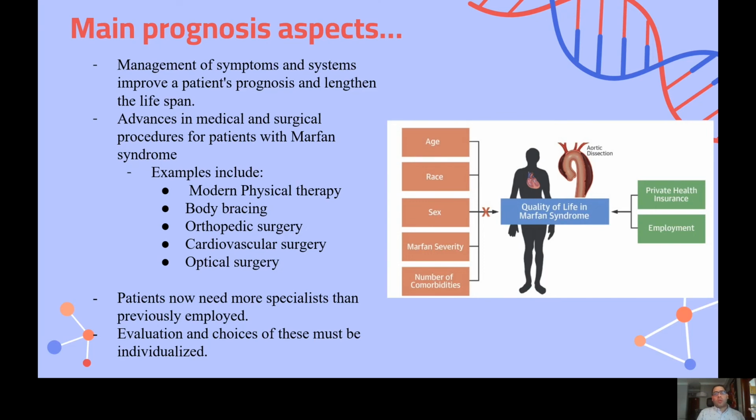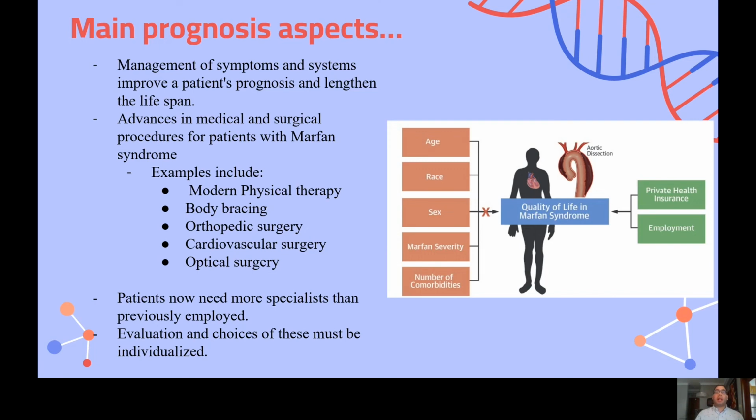One thing to understand also is that many studies have been done, and it's not age, race, sex, the severity of the condition, or the comorbidities. It's actually access to private health insurance, to private care, and access to work. But as you can imagine, it's a little bit harder when you have a genetic syndrome to be considered for all kinds of work. Patients now need a battery of specialists.